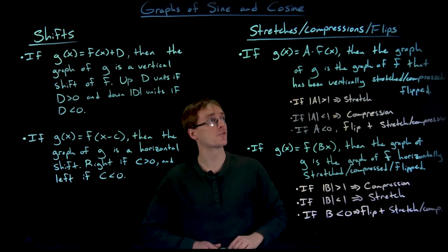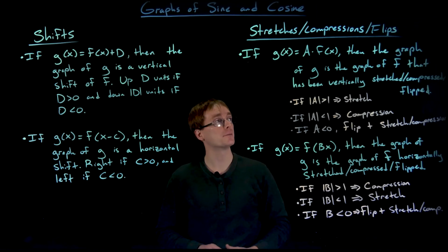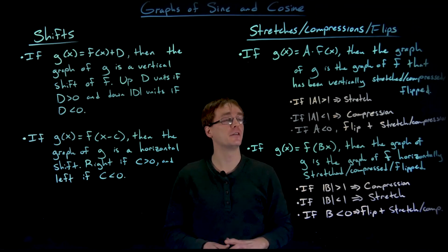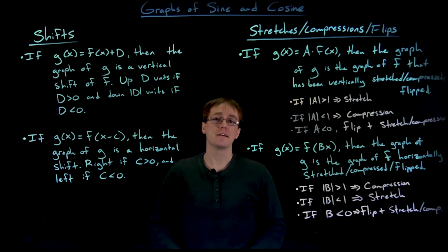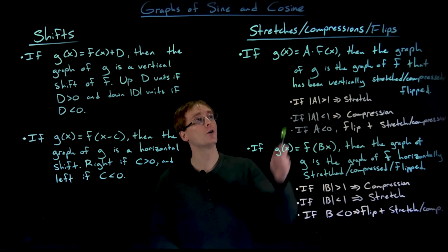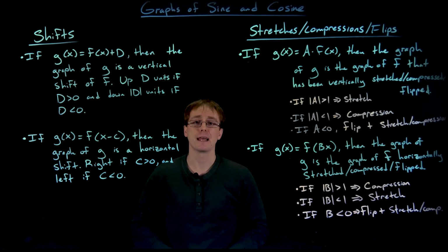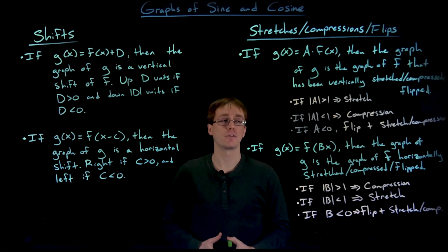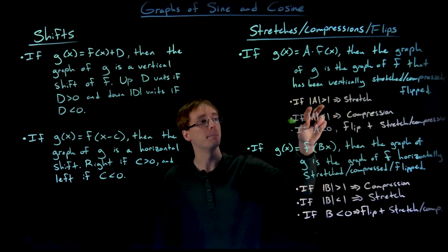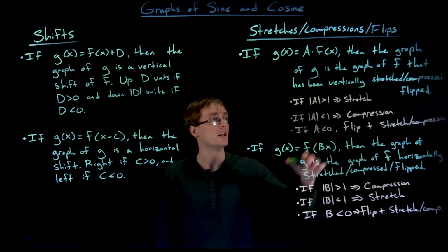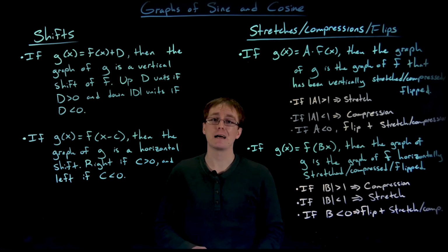If we can write it in this form, then the graph of g is going to be the graph of f that has been vertically stretched, compressed, or flipped. And whether it is going to be a vertical stretch, compression, or flip will be determined by that number a that we are multiplying the outside of our function by. So if that is a large number, and by large we mean bigger than 1 in absolute value, then that's going to vertically stretch the graph of our function.